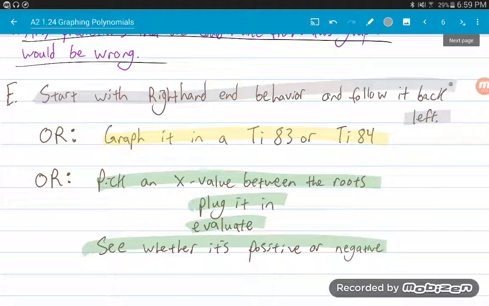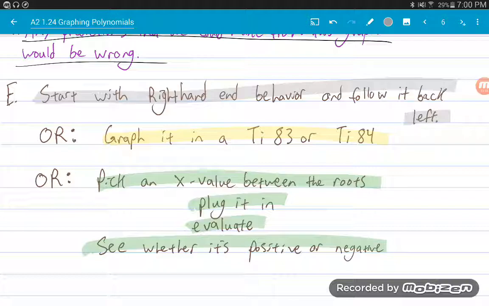You can start with the right-hand end behavior and follow it back to the left. So start, is the right side up or is it down? And then follow that back across the graph. We've done that. That's the way we did it in class. You could also, in yellow, graph it in your TI-83 or 84 calculator and just look at the graph and see what it looks like. Or you could pick an x value that's between the roots, plug it into the function, evaluate it, and see whether it's positive or negative.